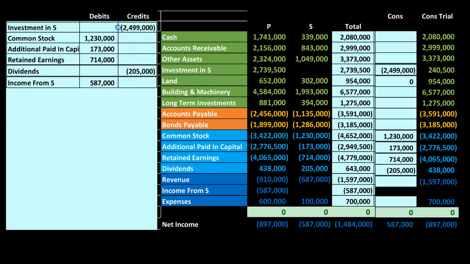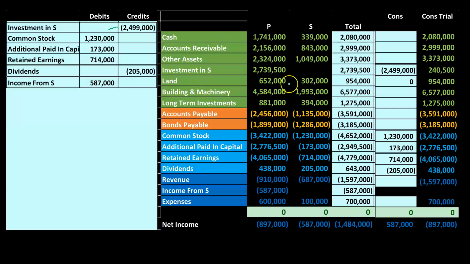So note that this item up top, you want to think about that as a plug. So in other words, pretend I did that last, right? If we took the 1,230,000 plus the 173,000 plus the 714,000 minus the 205,000 plus the 587,000, that's what the 2,499,000 would be. When we record that 2,499,000 here, it doesn't quite do it for us, leaving us with that 240,500. Why doesn't it do it for us? Note that it would have done it for us if we had a practice problem like we had in the past, where the purchase took place for the same amount as the book value of the amount that was being purchased. In this case, that wasn't the case because land was valued at a different value.